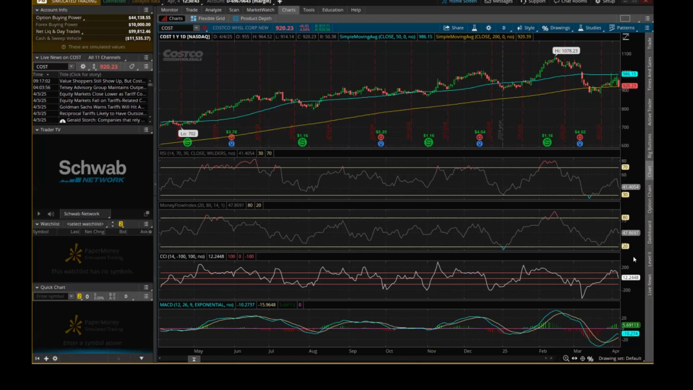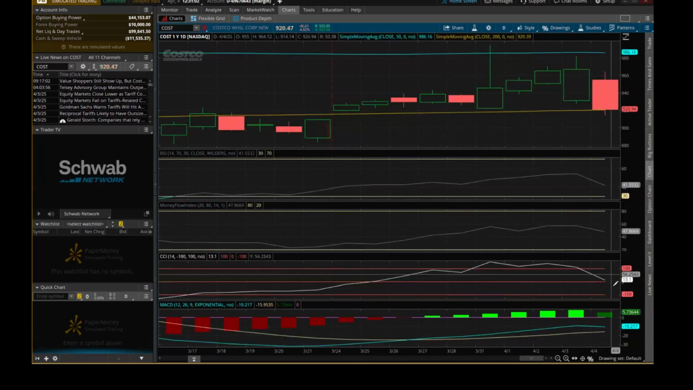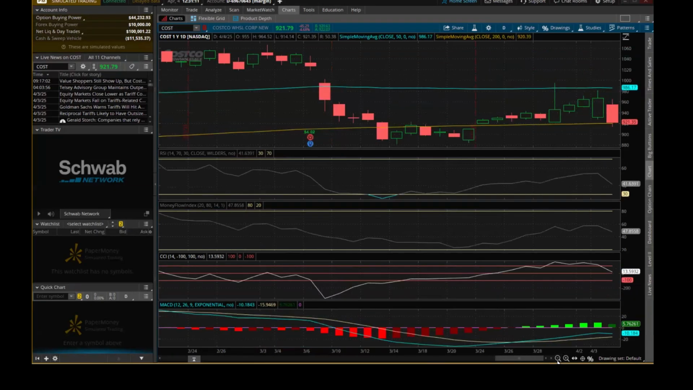Now, moving on to the CCI. If the index is greater than 100, then it's an overbought signal. And if it is less than negative 100, then it is an oversold signal. But in this case, we see that it is in between the two numbers. So I would consider that as a hold signal again. So far we've had 3 hold signals.